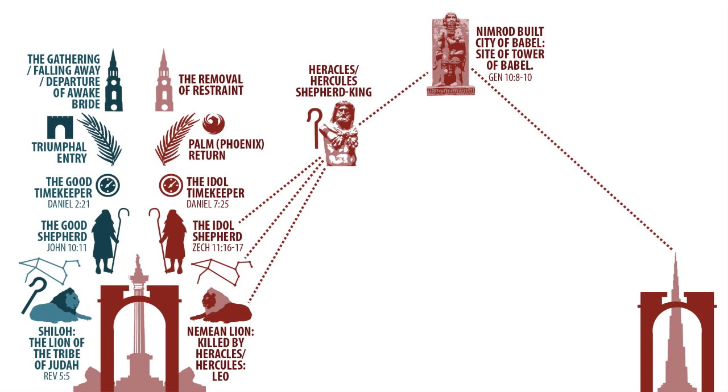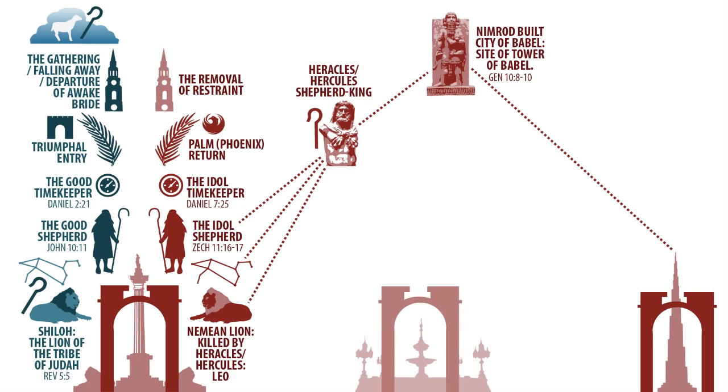And this is why they keep emphasizing the gathering. There is a gathering. There's actually two gatherings. Shiloh is going to gather his people, and then the idol shepherd is going to have his gathering too as well. So then not too long ago, we saw them set it up in New York City at the City Hall Park, right by a fountain that was very similar to the Trafalgar Square fountains.